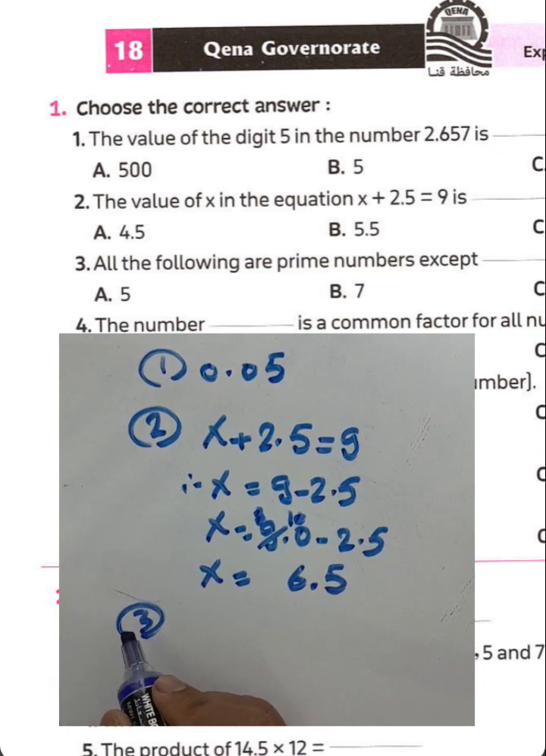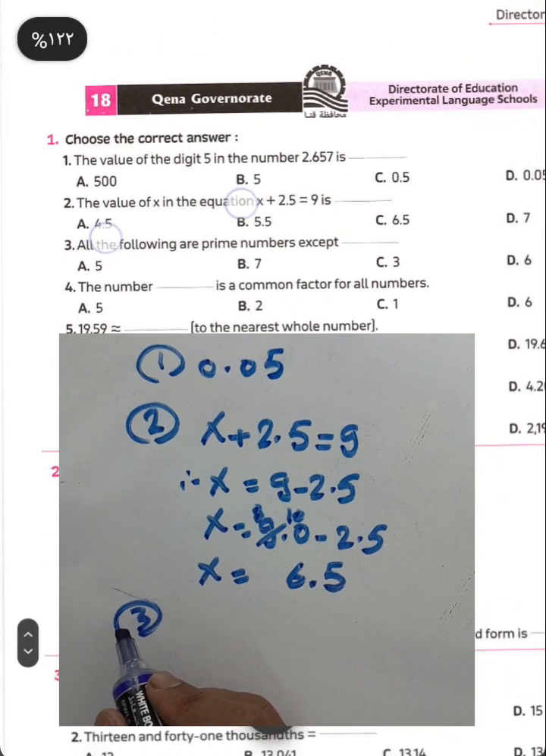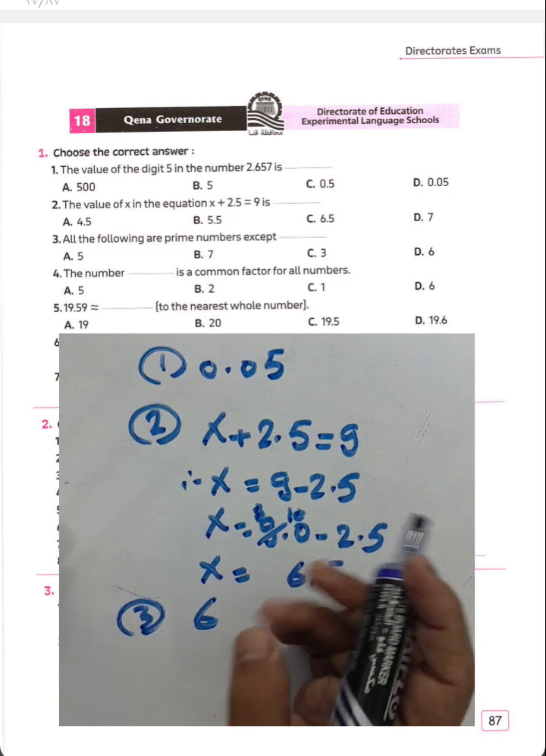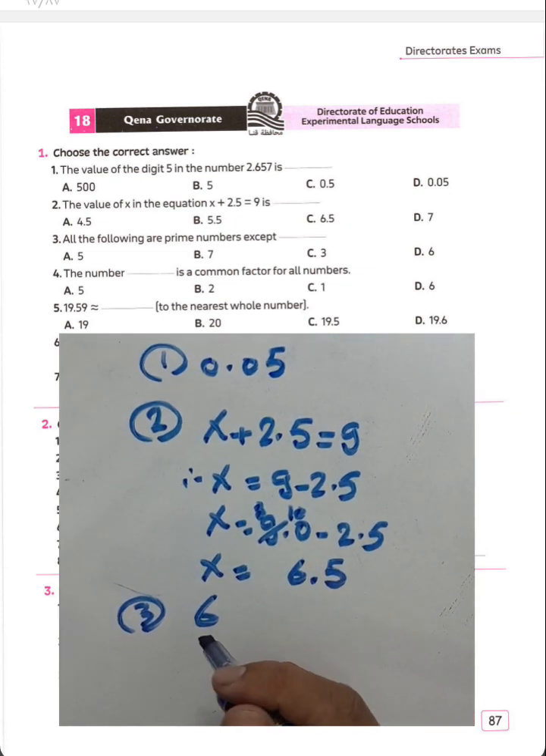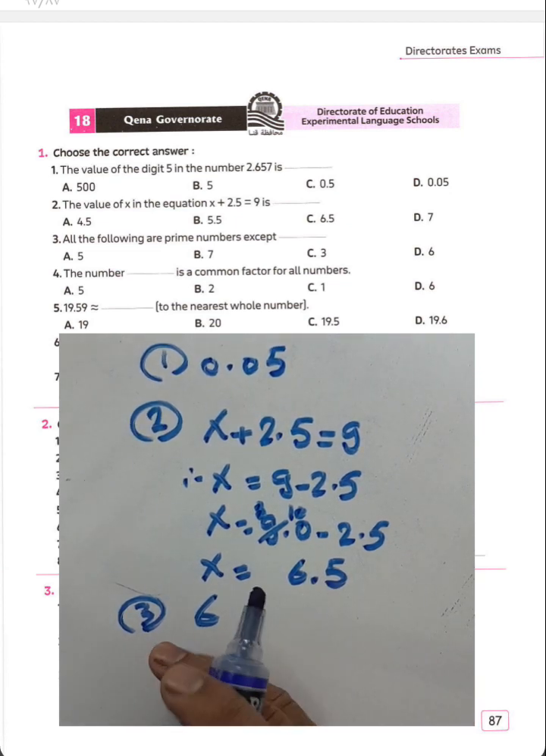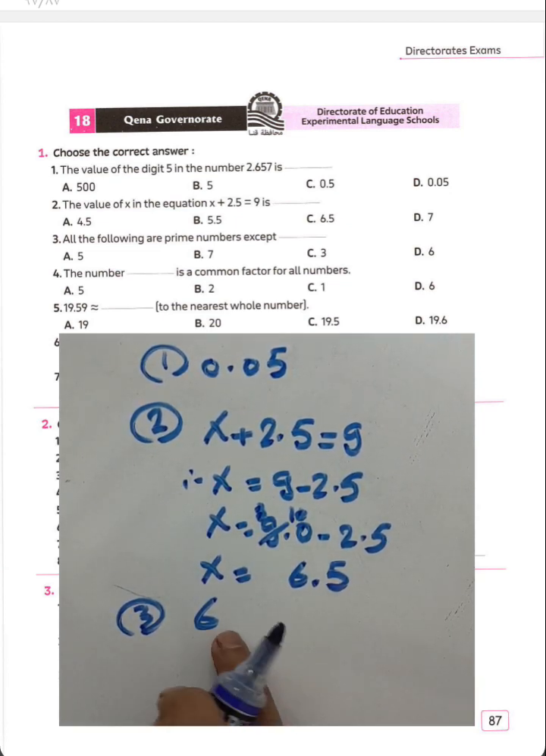Question number 3. All the following are prime numbers except what? We have 6. 6 is not a prime number because 6 can be divided by itself and 1 and 3 and 2. And we know any prime number has only two factors, it can be divided by itself and one, such as 5, 7, 3, we call them prime numbers, but 6 is not a prime number.